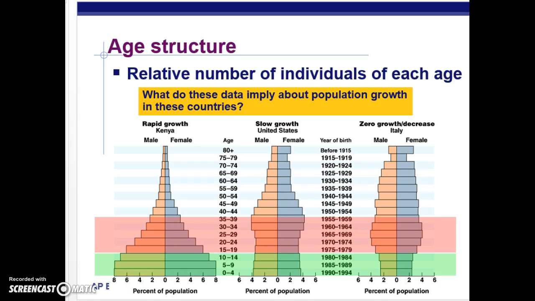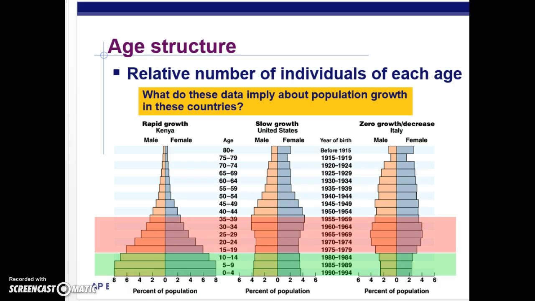You can see the percent of the population down along the bottom, and then going up are both ages and the years of birth, which would also coincide with the ages of individuals. They break it into males and females, as you can see here, to show if there's any difference in numbers at different ages. So you can see the difference, for example, between Kenya and the U.S. or even Italy, which is very consistent.